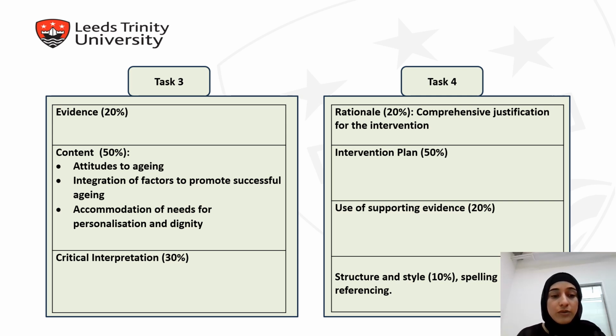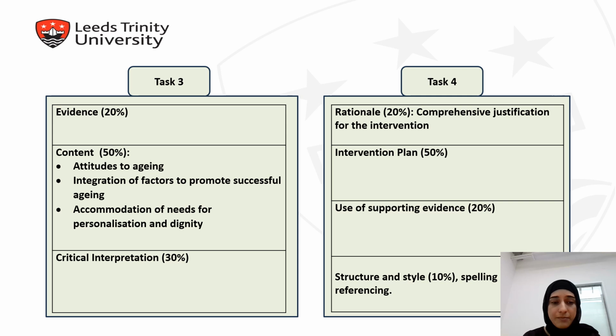And then we are going to look into the content. The content will be comprised of 50%. This means that your content should reflect on 3 things: attitude of the people towards aging, integration of the factors to promote successful aging, and accommodation of needs for personalization and dignity, as I have discussed before. And then we will look into critical interpretation, which is comprised of 30% marks.